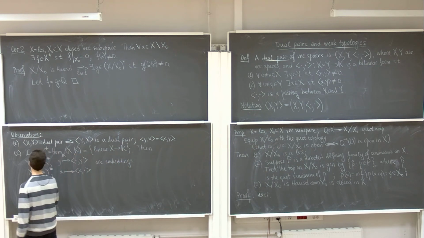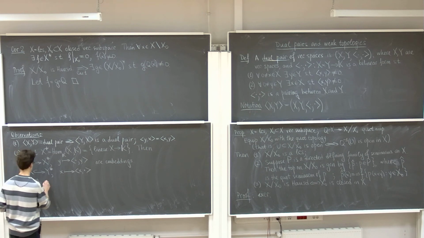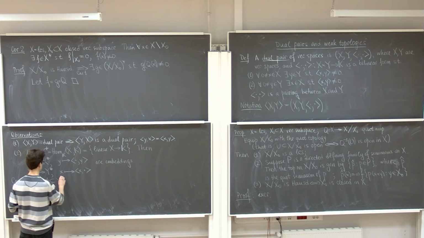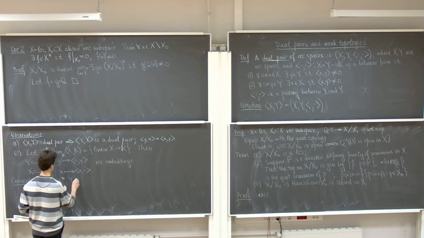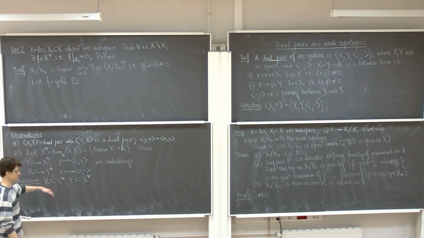Okay, so taking into account this observation, we will follow the standard convention that once we have a dual pair, we always identify x with a subspace in the algebraic dual of y, and y with a subspace of the algebraic dual of x by means of these two embeddings.